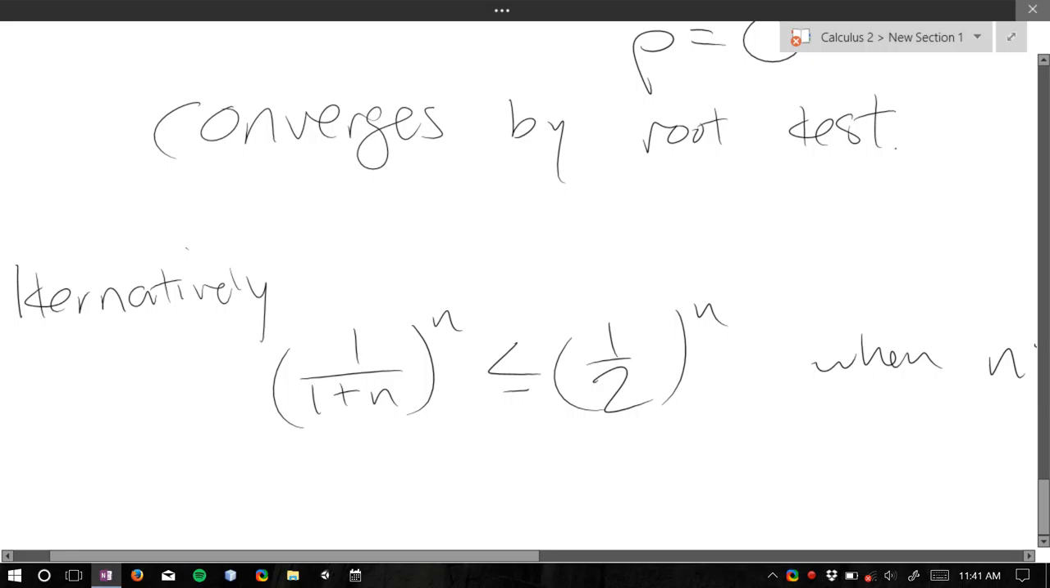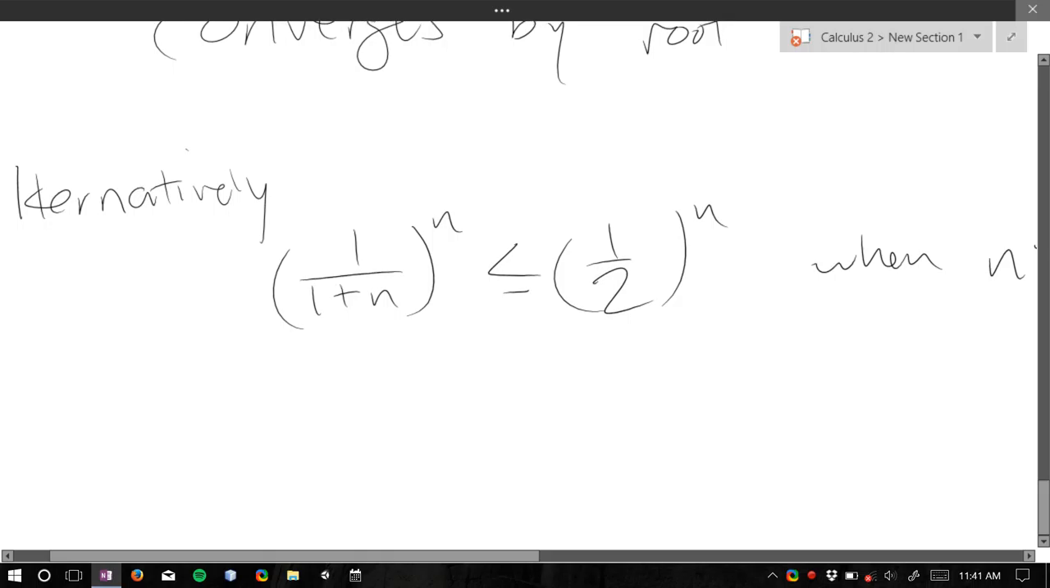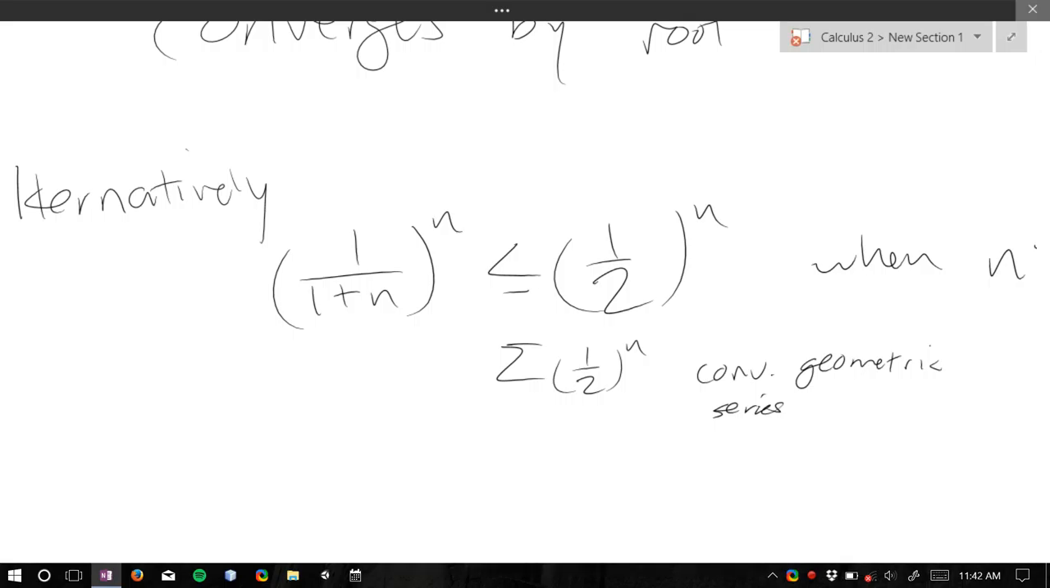Why does this series on the right converge? What type of series is this? Geometric, with r less than 1. So it's a convergent geometric series. And it's bigger than our series. So we got a convergent one that's bigger, so our series has to also converge.